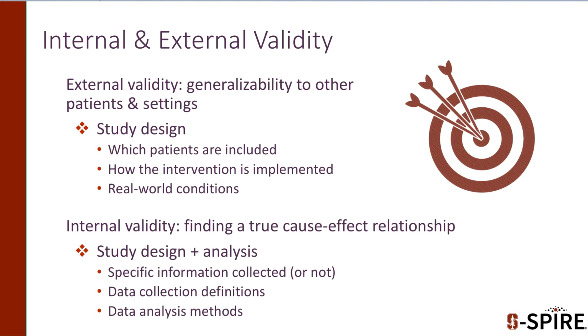Internal validity relates to finding the true cause and effect relationship. This can be influenced by study design as well as statistical analysis decisions. Which variables are collected in the study? Is any important information missing? Unmeasured confounders, which we'll discuss on the next slide, can influence the internal validity of the study findings. Data analysis methods also affect the internal validity of the study results. Decisions such as variable selection, multiple regression, moderation and mediation analyses should be carefully considered with a biostatistician.